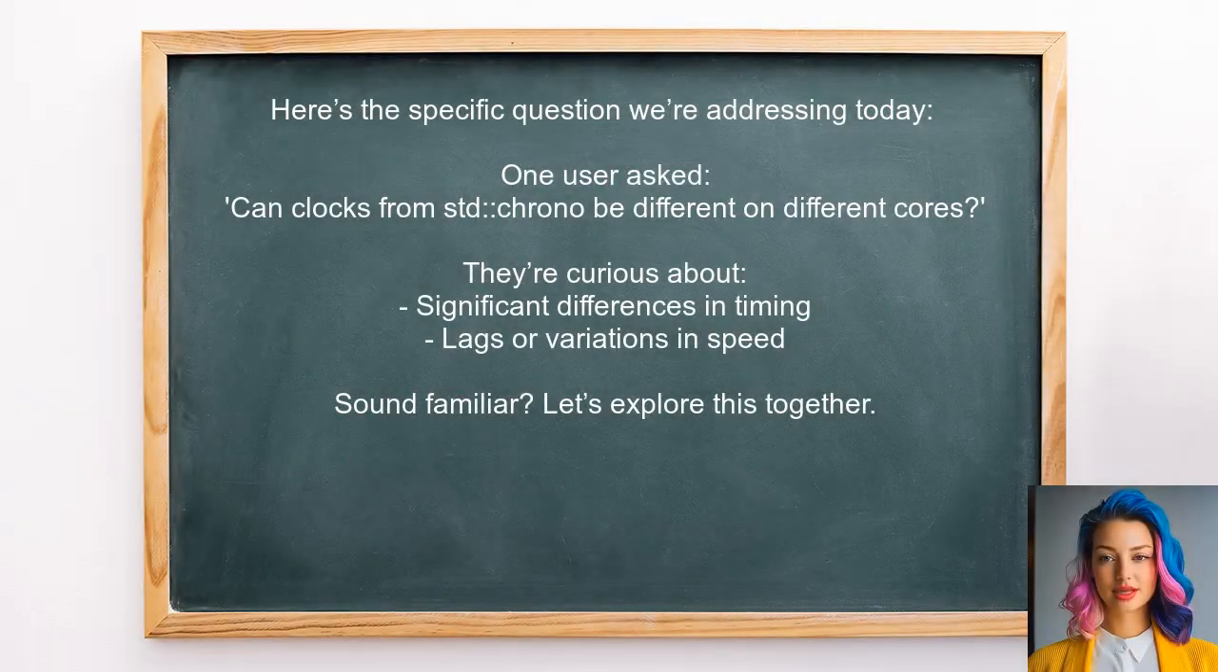Here's the specific question we're addressing today. One user asked, can clocks from chrono be different on different cores? They're curious about whether there can be significant differences in timing, such as lags or variations in speed. Sound familiar? Let's explore this together.